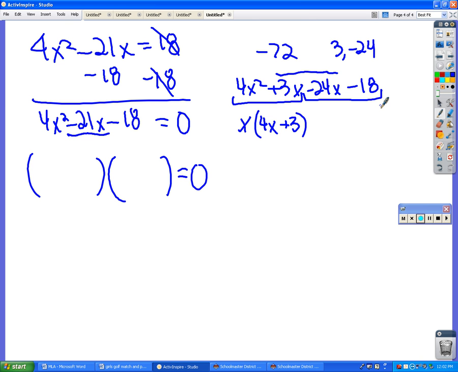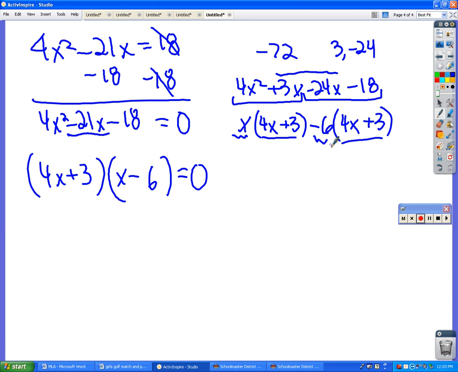What goes into negative 24 and negative 18 evenly? So I can do better than that. 6. Right, negative 6. So I'm going to take out a negative 6. And then since negative 6 times 4x is negative 24x, that puts a 4x there. And negative 6 times positive 3 is negative 18, so that gives me a plus 3 there. What I have done right here is I have factored 4x squared minus 21x minus 18 into, wait for it, 4x plus 3, because that's what's in both of the parentheses, times x minus 6, because that's what's on the outside of both the parentheses.